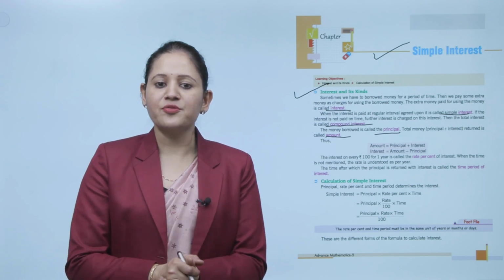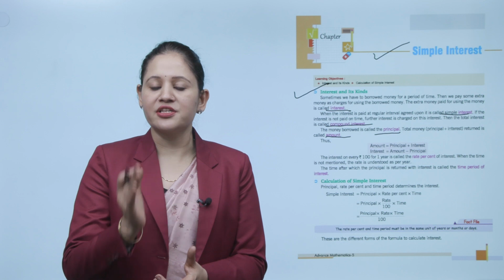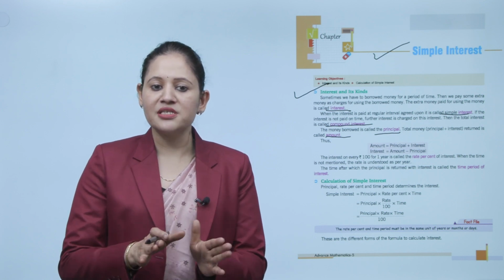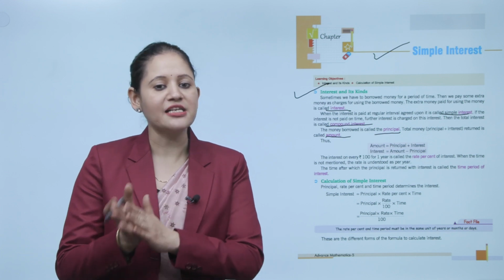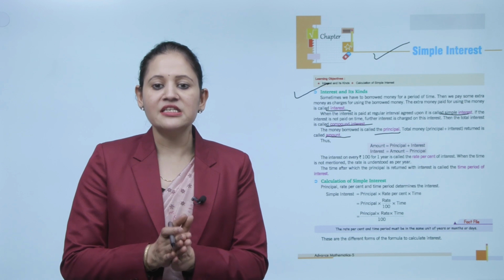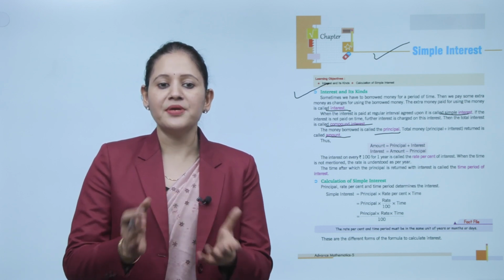The interest on every 100 rupees for 1 year is called the rate percent of interest. When the time is not mentioned, the rate is understood as per year. The time after which the principal is returned with the interest is called the time period of interest.